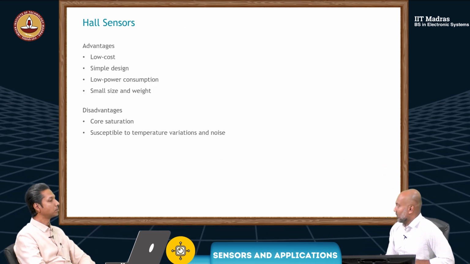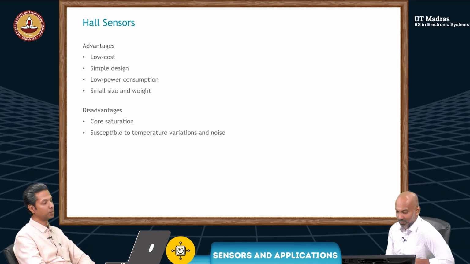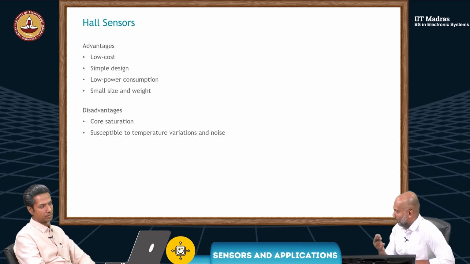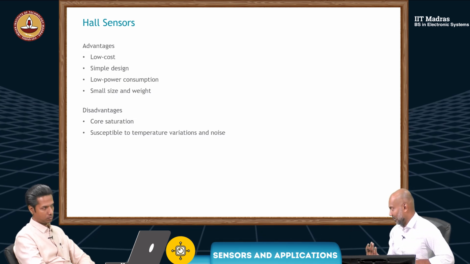So what are the advantages of this kind of open loop current sensor? Simple design, low cost, you just have a core. Low power consumption, small size and weight.